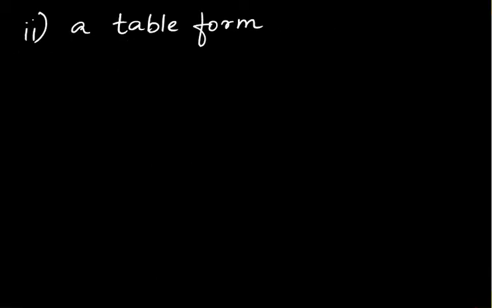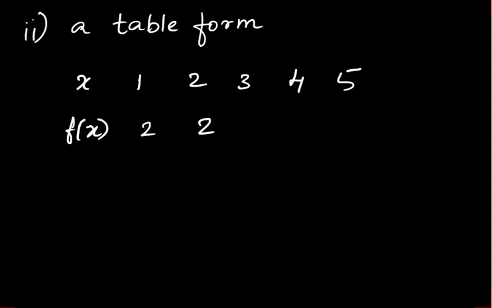So the second one, a table form. Write down the x values on the top: 1, 2, 3, 4, 5. So below x, write f of x and write the corresponding values: 2, 2, 2, 3, 4.